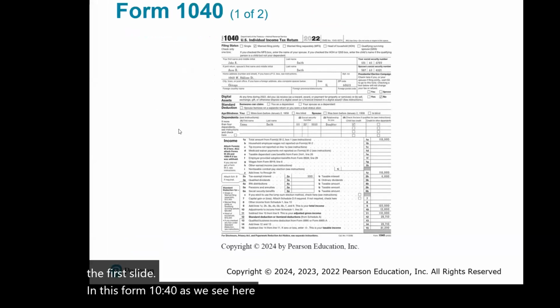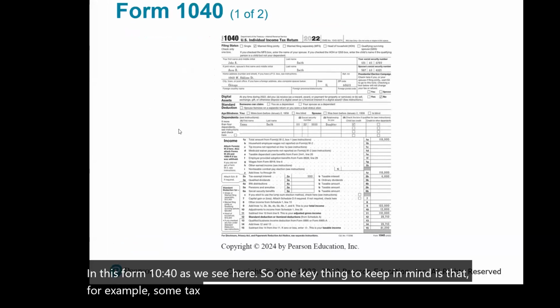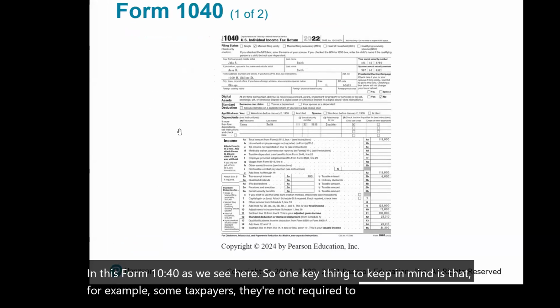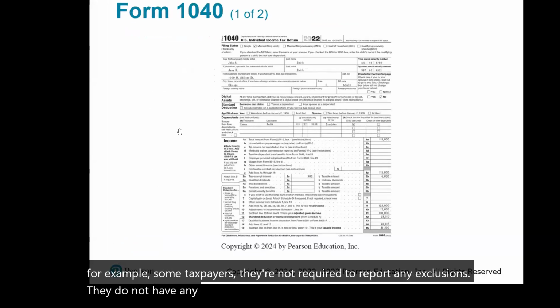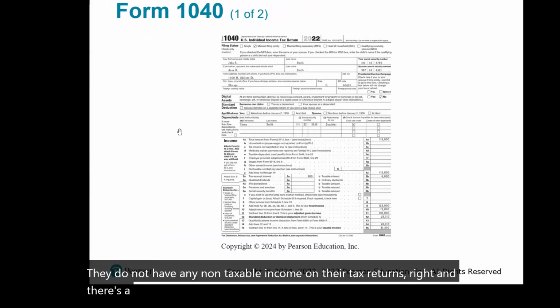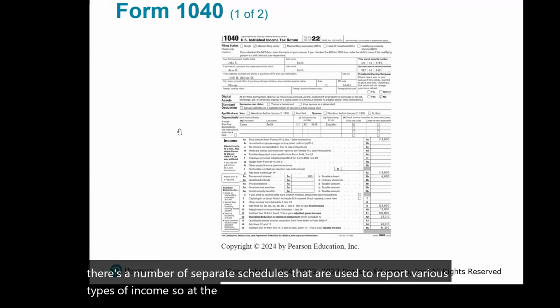One key thing to keep in mind is that, for example, some taxpayers are not required to report any exclusions. They do not have any non-taxable income on their tax returns, right? And there are a number of separate schedules that are used to report various types of income. At the very least, all individuals are going to file a Form 1040.